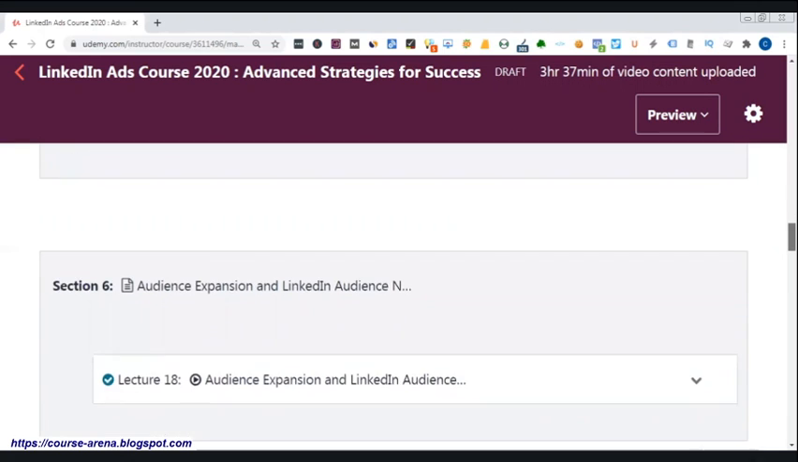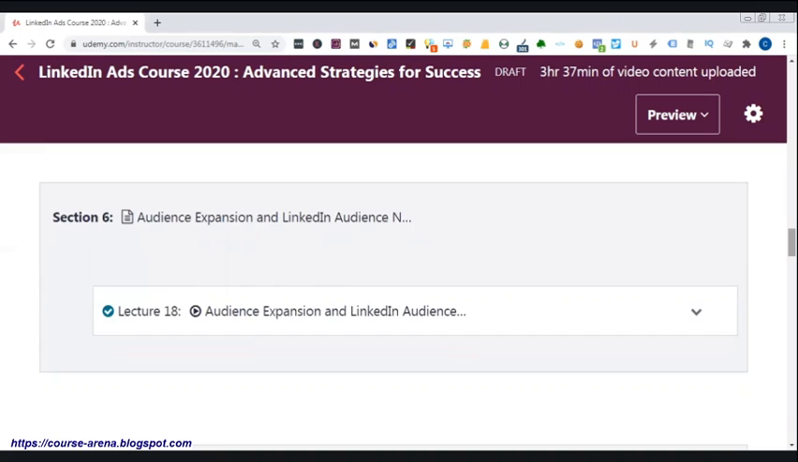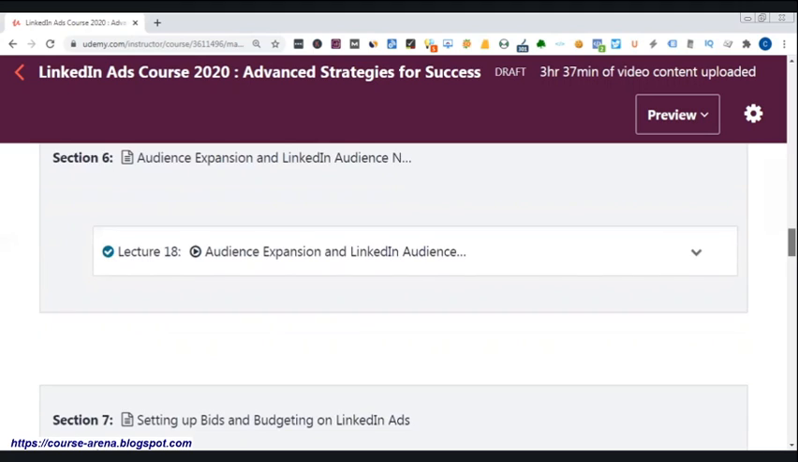Then we will be discussing audience expansion and the LinkedIn Audience Network. Should you be using the LinkedIn Audience Network, or should you not be using it? Similarly for audience expansion, whether you should be using it or not.